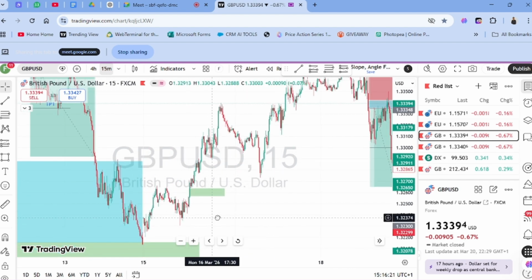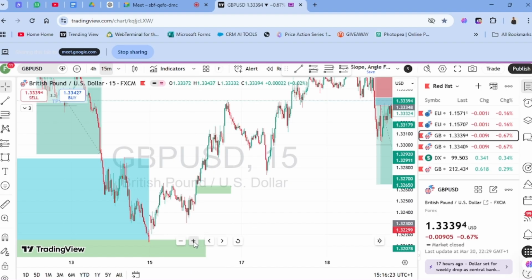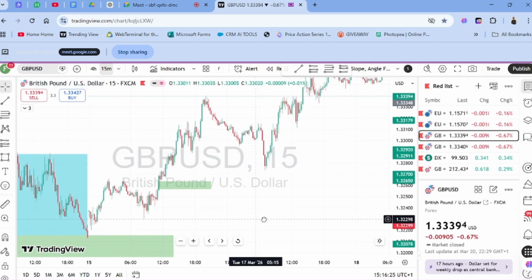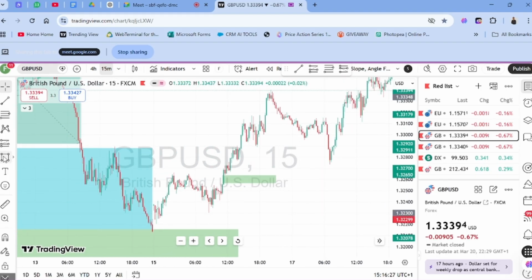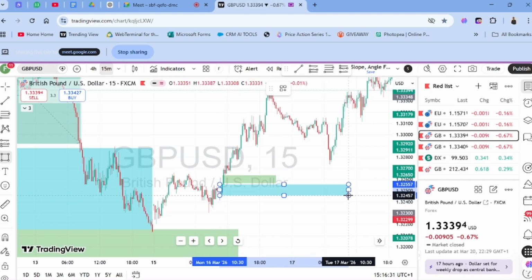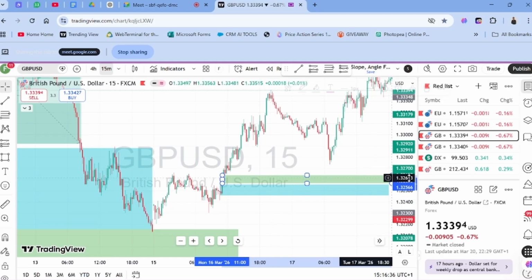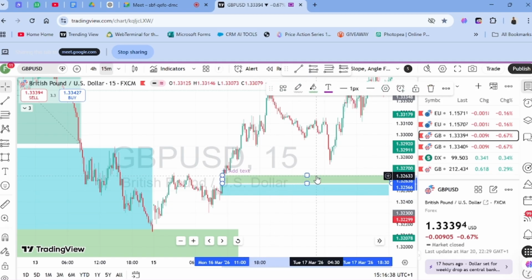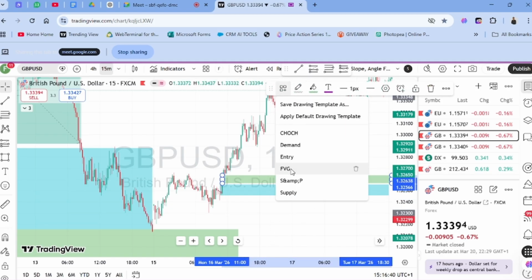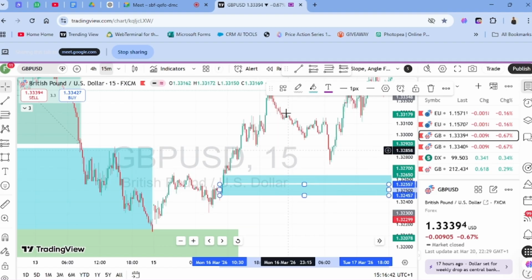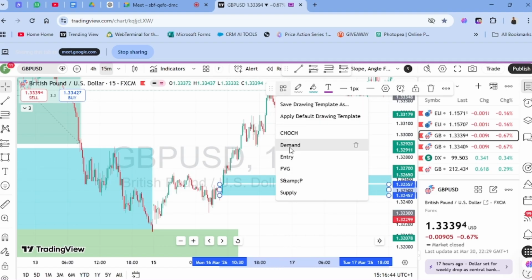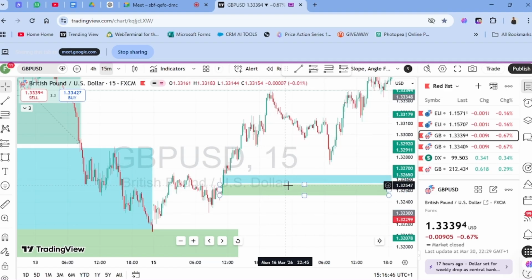Now, here, this is our demand level. This is our demand level. Okay, and this is our FEG. Let me give them the appropriate colors. I paint the demand level green, as green is the indication to look for buy. Do you get it? Yes.